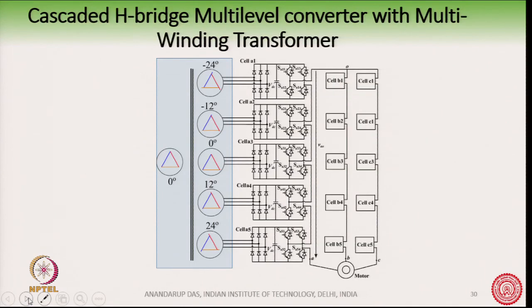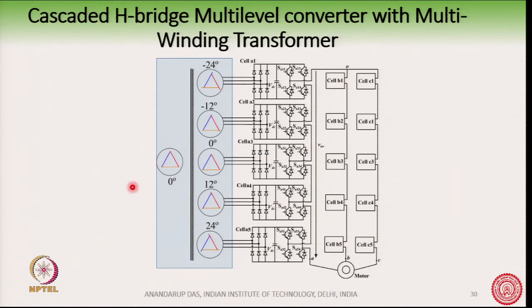So, let us now see how this extended delta can be used in a CHB. You can see here in this 5 cell CHB we have 5 rectifiers, and these are supplied from the secondaries of this extended delta connected transformer. The primary may be in delta, may be in star.